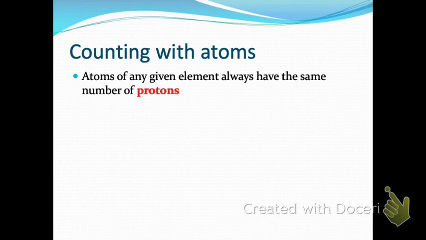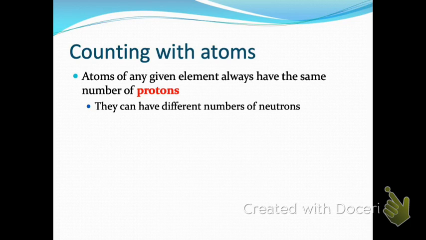So what that means is that every single atom of zinc, number 30, that we pull out has to have 30 protons. That's important. Every one has to have 30 protons. What can change about an element is the number of neutrons. Each zinc atom can have different numbers of neutrons. They can't have different numbers of protons, because then they're no longer zinc. But they can have different numbers of neutrons.